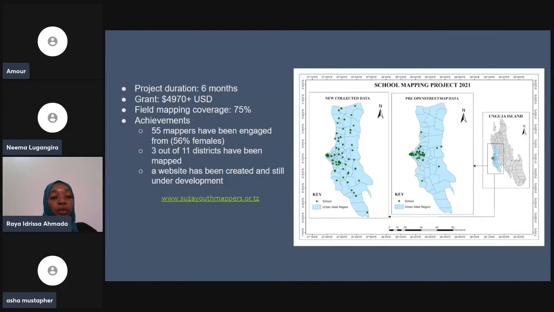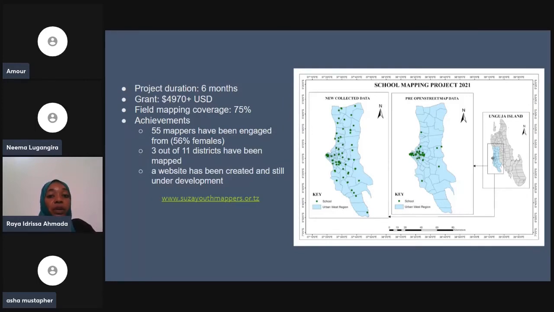And also we have been able to create our website, which is still under development, so that we can share what we are doing and what we expect to do in the future. But working with OMDTZ has opened up new doors to new opportunities, as we have been collaborating. We have been working closely with not only OMDTZ, but also with others.